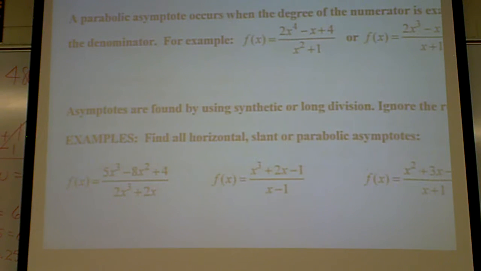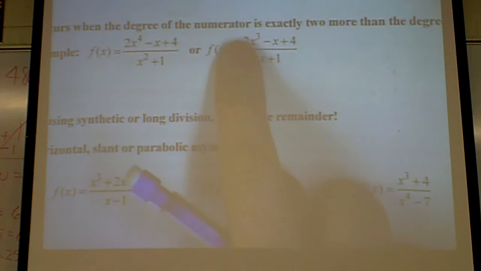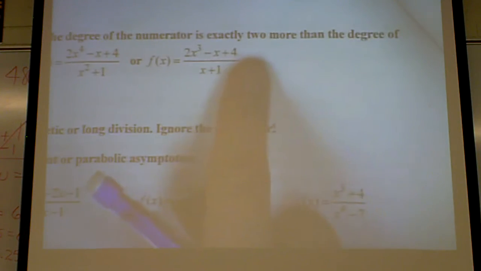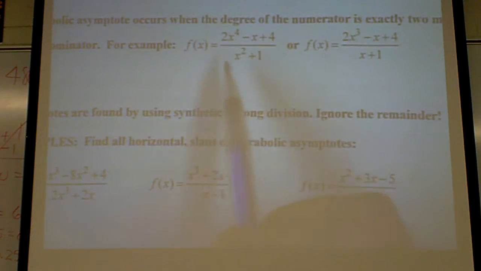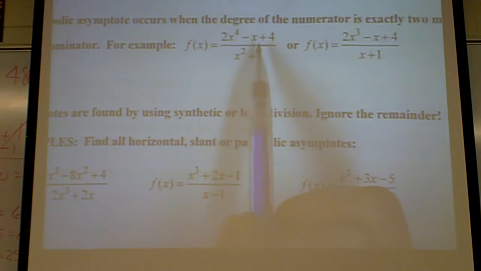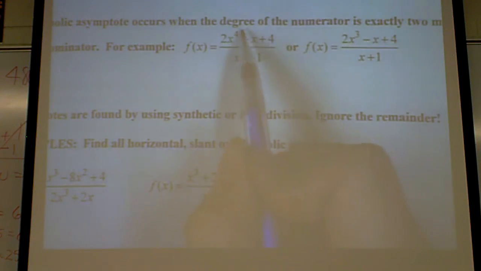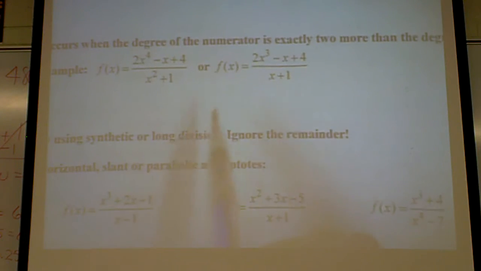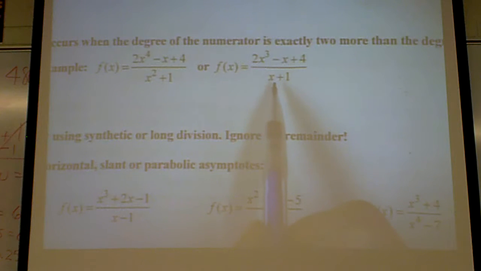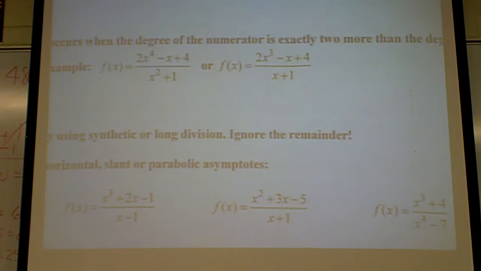And the second type that can occur is a parabolic asymptote. That is when the degree of the numerator is exactly 2 or more than the degree of the denominator. So these are two examples. 2x to the 4th minus x plus 4 over 2x plus 1. So the degree of the numerator is 2 more than the degree of the denominator. And same for this one. The degree is 3 in the numerator and the denominator is 1. So that would be 2 more.